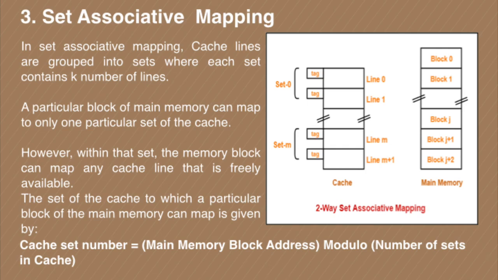The set of the cache to which a particular block of the main memory is mapped is based on the equation: cache set number equals main memory block address modulo number of sets in cache. Let's see this with an example.